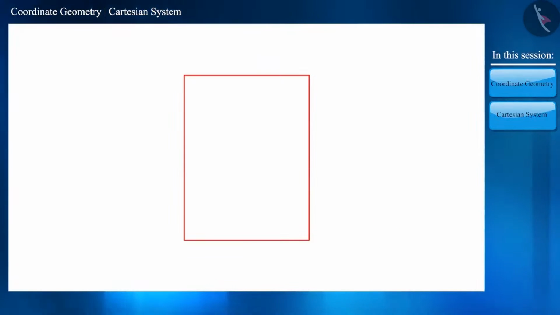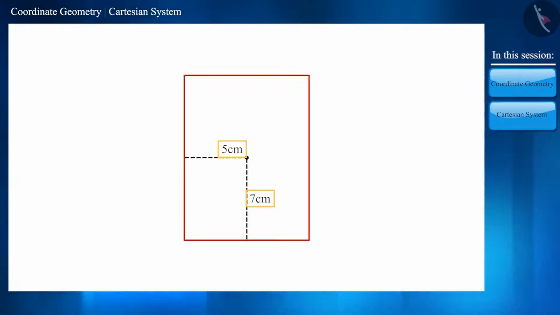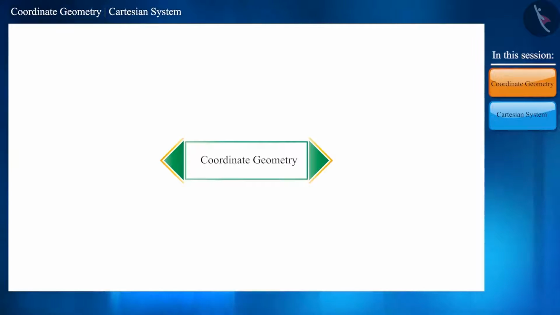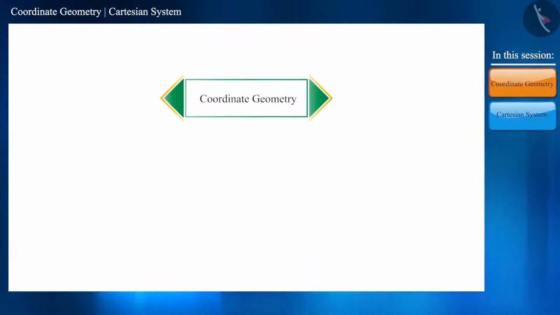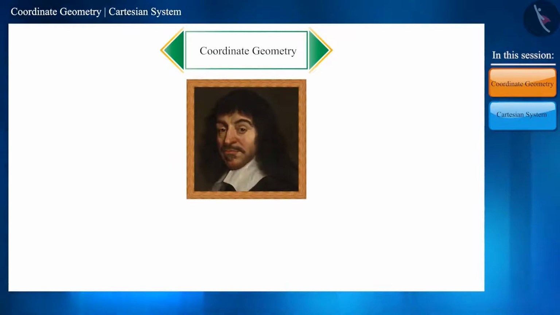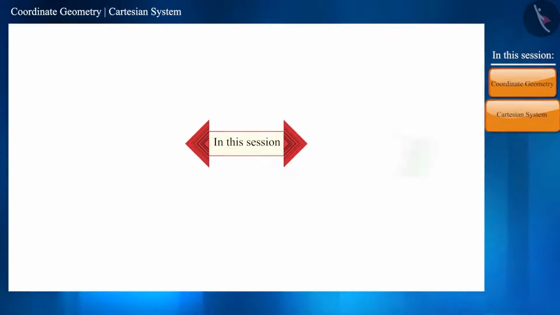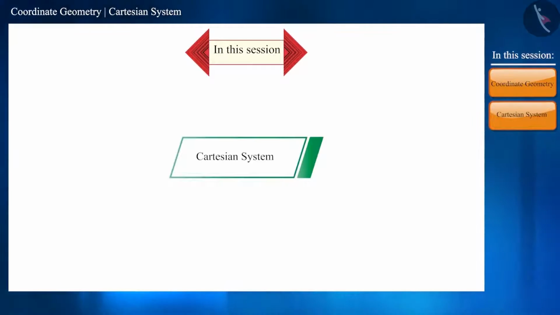Friends, we can explain this situation this way: to know the position of a point in a plane, we need to have two pieces of information, or say two directions. This simple idea is used extensively in mathematics, and is identified by the name of coordinate geometry. Coordinate geometry was originated by the great French mathematician René Descartes. That is why it is also called the Cartesian System. In this session, we'll discuss the Cartesian System in detail.